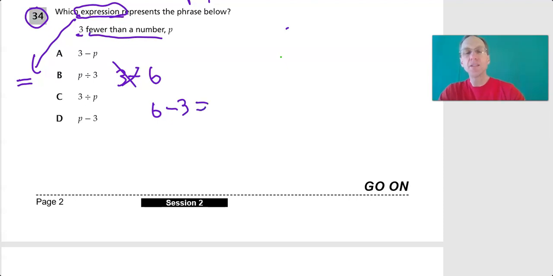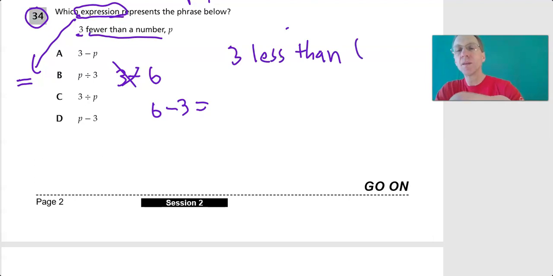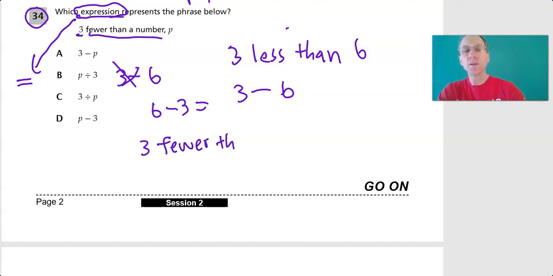Okay, and so a lot of times this gets confusing because students will read something like 3 less than, and then they'll say, oh, that's 3 minus 6. But this is saying 6 less than 3, like 6 lower than 3. Think about it that way. So what are we talking about here? Let's go back to this one. 3 fewer than p. What you could think of is 3 numbers below this number p. So you have to start with p and say minus 3. That would be the correct one.